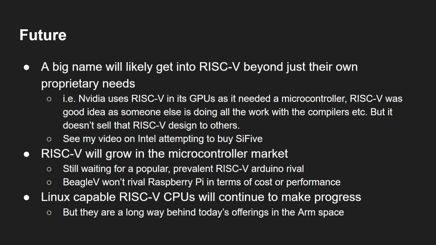And RISC-V will continue to grow in the microcontroller market, there's no doubt about that, but we're still waiting for a popular, prevalent RISC-V Arduino alternative, and that does not yet exist. And as I said, the BeagleV won't rival the Pi in terms of cost or in terms of performance. However, Linux-capable RISC-V CPUs will continue to be made, and they will continue to make progress like the recent announcements, but they are still a long way behind what ARM are offering today.